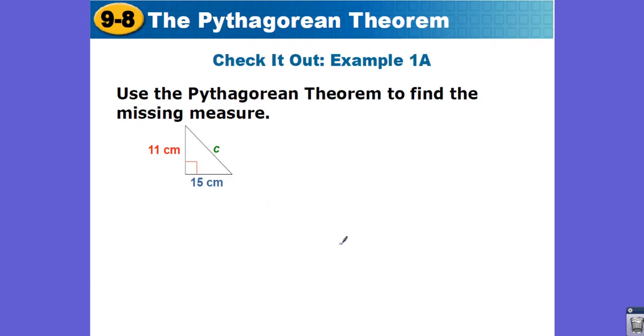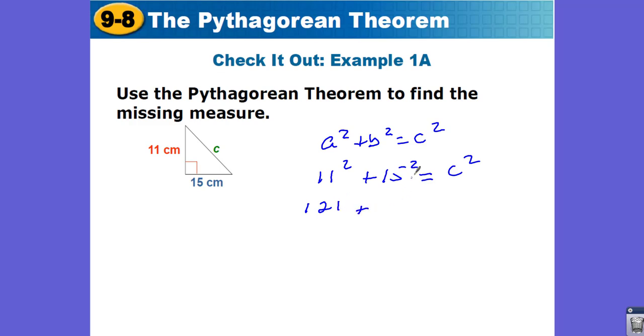Here's one more that's just like that. We do the same thing. A squared plus b squared equals c squared. We plug in our values. Again, a and b, it doesn't matter which one you call which. So 11 squared plus 15 squared equals c squared. So we do our math. 11 squared is going to be 121. 15 squared is going to be 225.